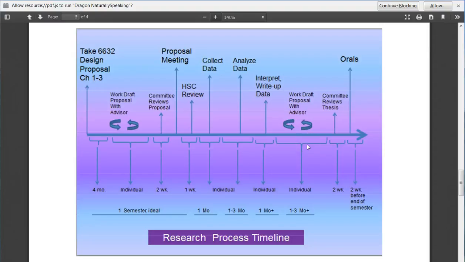So take a look at this and notice that 2 weeks before the end of the semester, in the semester in which you plan your orals, that's your drop dead date, 2 weeks before. So for some of you, that's actually going to be this semester. And so 2 weeks before the end of the semester is when you defend. That means that before that, you have to have provided anything you're going to provide to your committee.